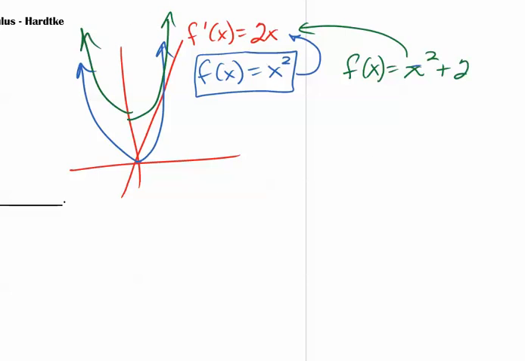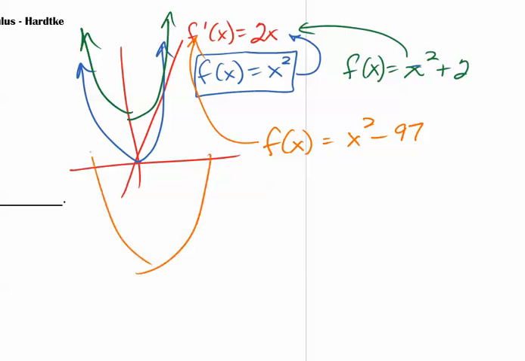So then I hope you've got the idea that you could say, well, why couldn't f of x be equal to x squared minus 97? And wouldn't it still have that same derivative function? So the parabola could be anywhere on our graph, any vertical translation. So notice again, what we know is that these functions differ only by a constant. So they all have the same derivative.